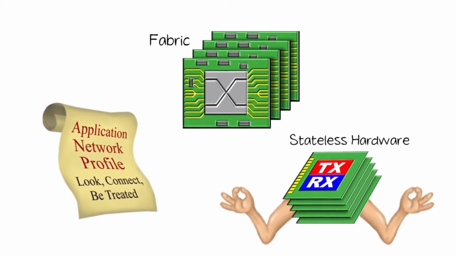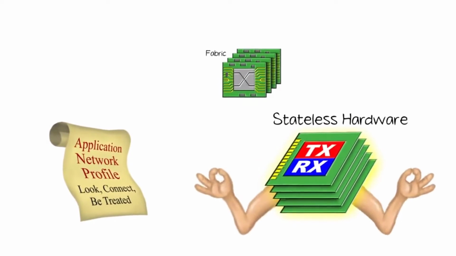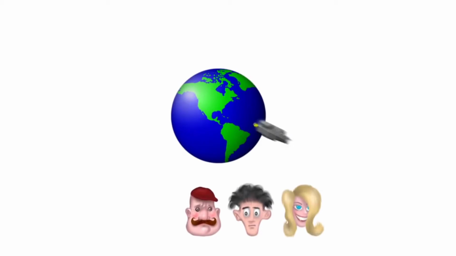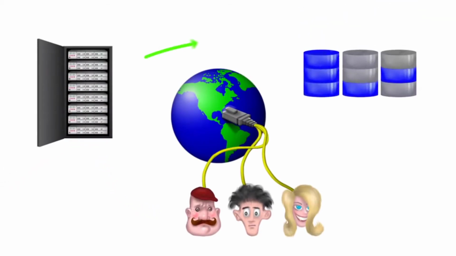Let's look at just three ACI concepts to help get you started: application network profiles, fabric, and stateless hardware. But first, what is an application? It's not as singular as you'd think. A simple web application has at least three logical tiers. Users interact with a web tier that will then talk to back-end application and database tiers. So is that the app? No, not yet. Now you have network services functions between each of these tiers, like QoS, load balancing, security.